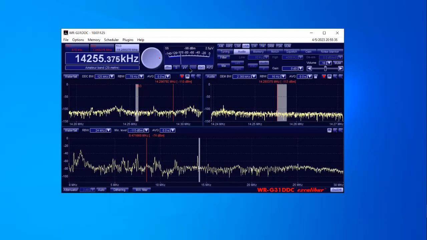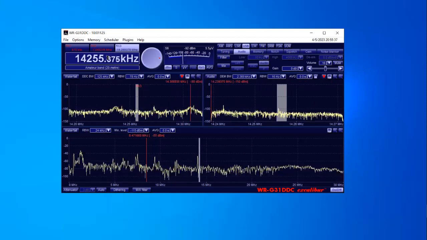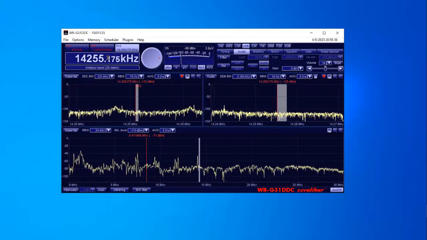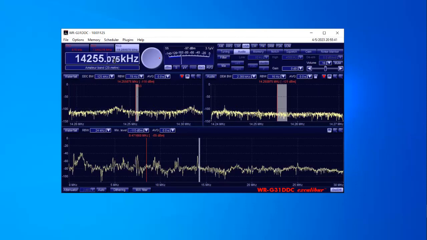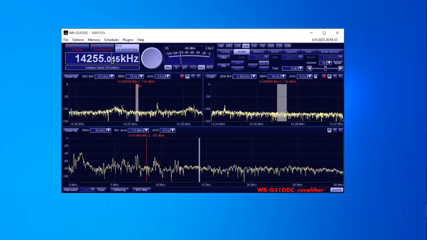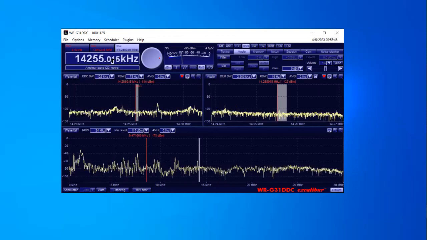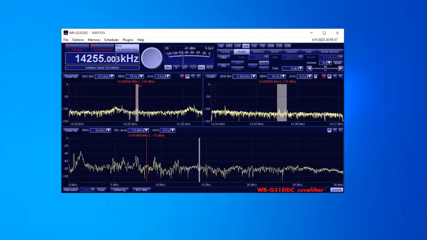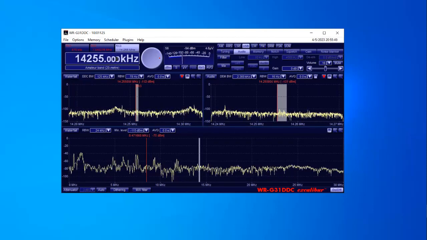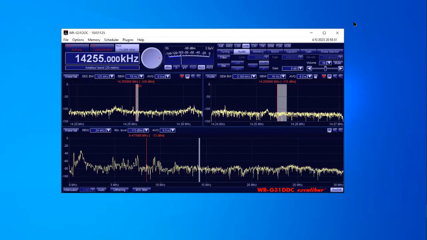Hey, instead of saying ground on that box, you might say return. That might be more clear than saying ground. Electrical return.